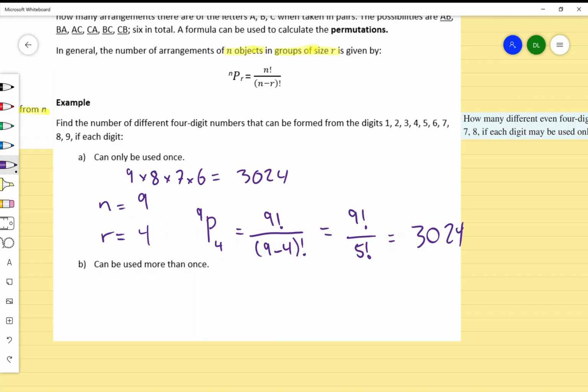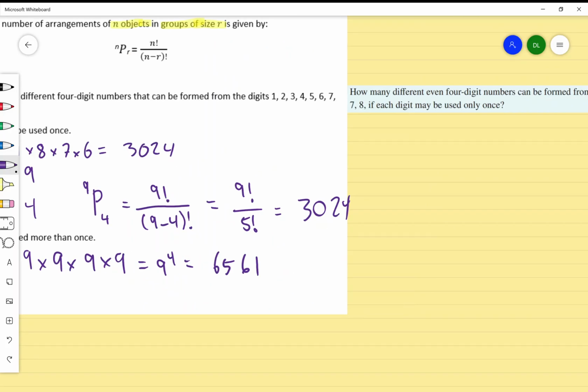If you want to try and answer question B, it says, well, how many can be used more than once? If each digit can be used more than once. So what's the difference? Well, if each digit can be used more than once, it doesn't matter. We can just say that there's 9 times 9 times 9 times 9, because in every slot there is always going to be 9 possibilities, which obviously is the same as 9 to the power of 4, which gives me an answer of 6,561. And you can imagine there's more possibilities available if it doesn't matter if you repeat digits, does it?